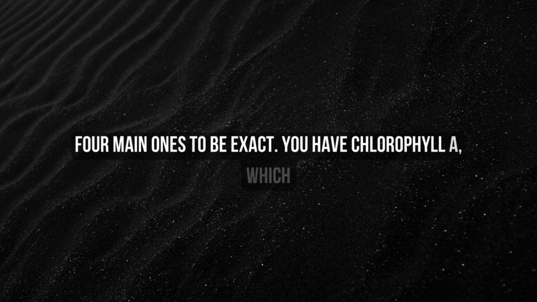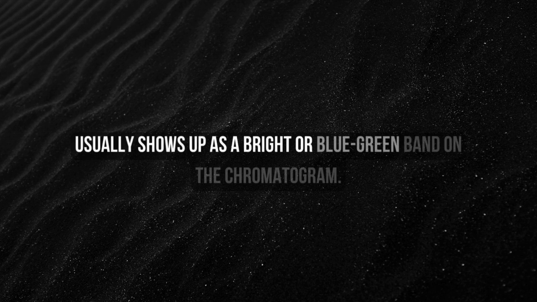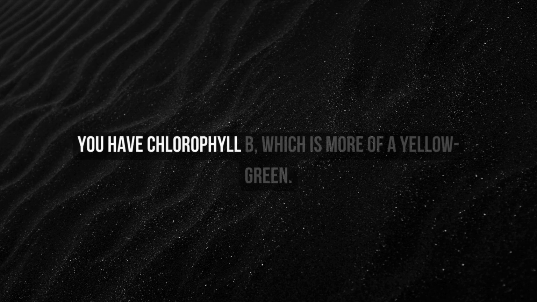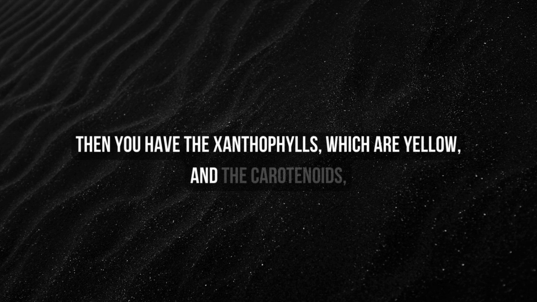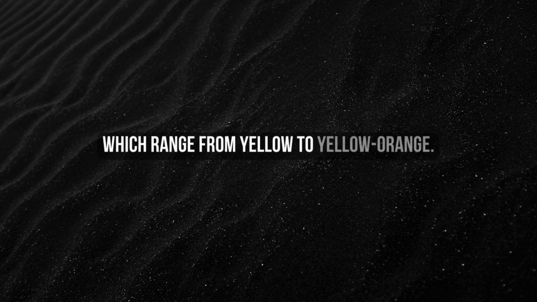You have chlorophyll A, which usually shows up as a bright or blue-green band on the chromatogram. You have chlorophyll B, which is more of a yellow-green. Then you have the xanthophylls, which are yellow, and the carotenoids, which range from yellow to yellow-orange.